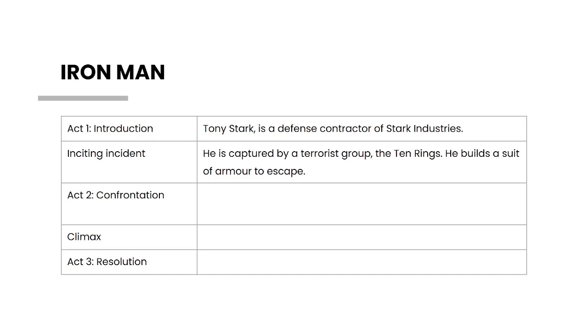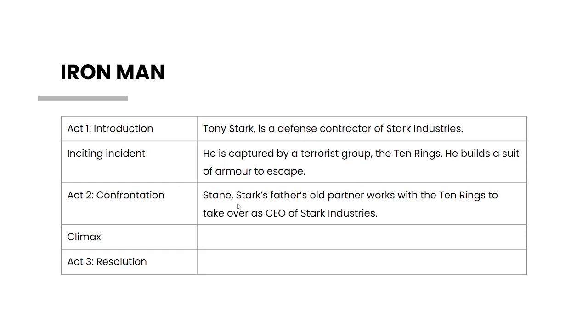He realizes that the weapons his company has been producing over the years are going to the terrorist group, which is how they kidnapped him in the first place. And he starts to question the morality of everything. But then Stane, Stark's father's old partner, works with the Ten Rings to take over as CEO. So stuff starts to build up. In fact, there's a lot of tension.